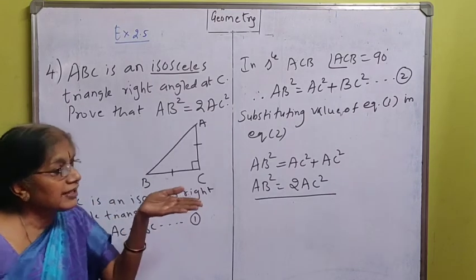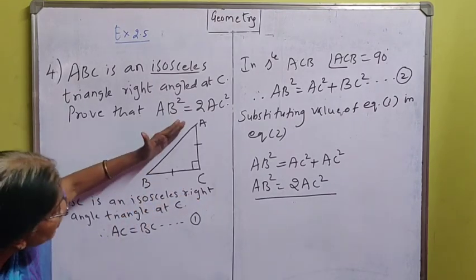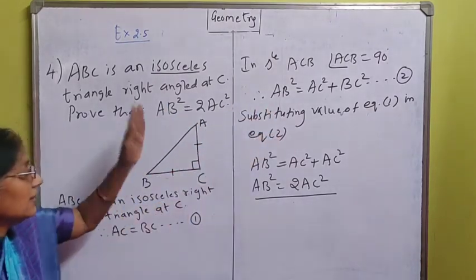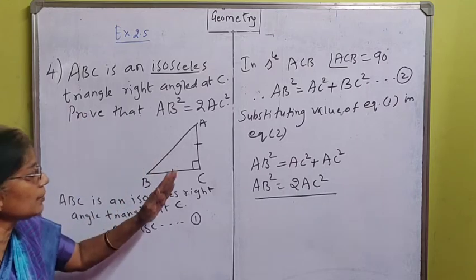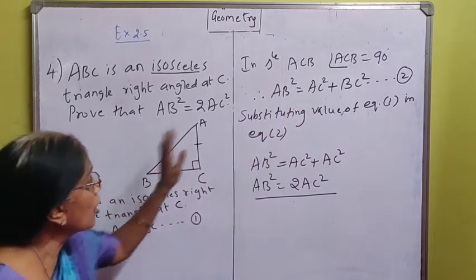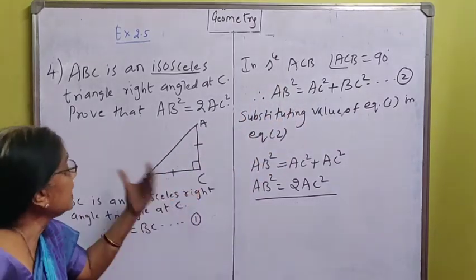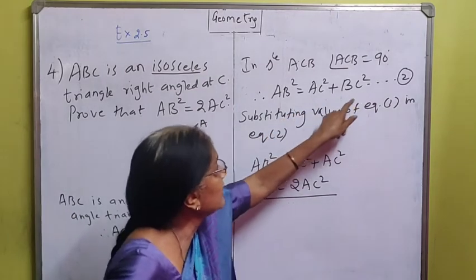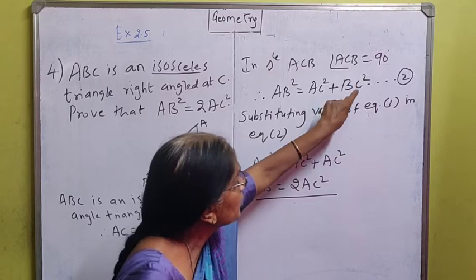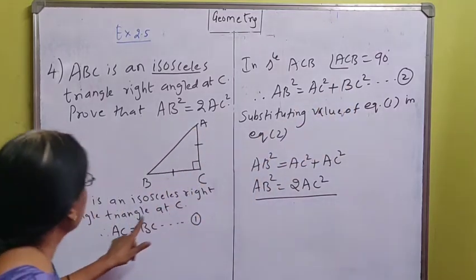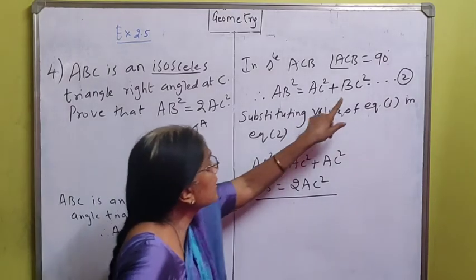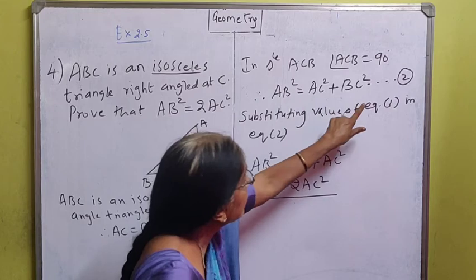So what does the Pythagoras theorem say? The hypotenuse square, which is the hypotenuse AB, its square, AB square, is equal to the sum of the squares of the other two sides. AC is one side, its square is AC square. Sum means plus. BC is the other side, its square is BC square. So we got AB square is equal to AC square plus BC square. In this equation 2, BC value I am going to take as AC because here we have proved that AC is equal to BC. So instead of BC square, I am going to take AC square.